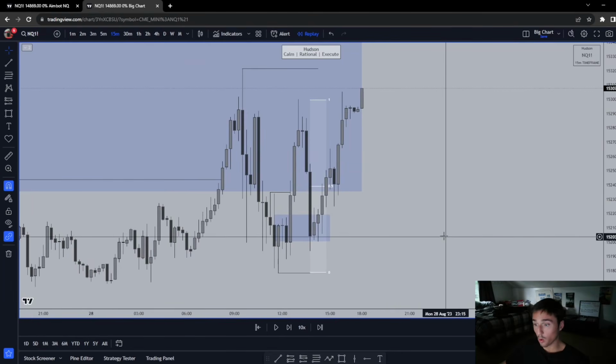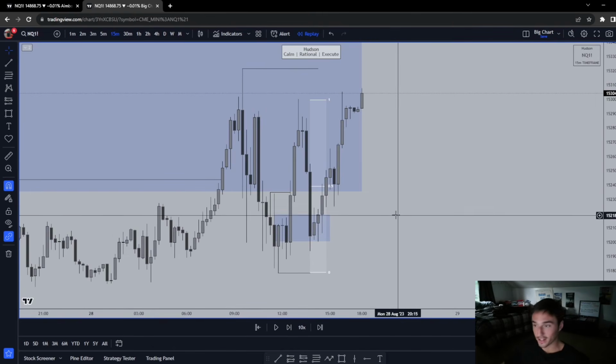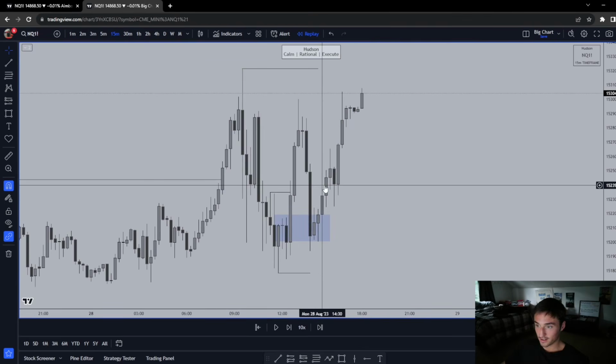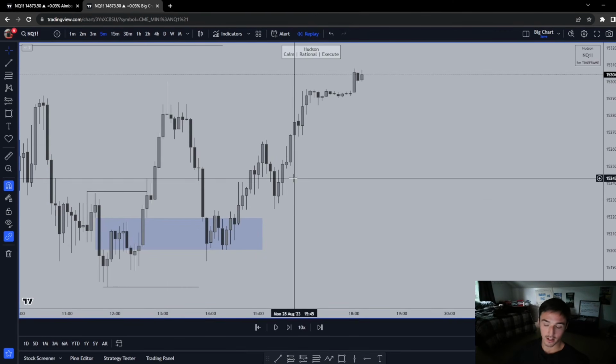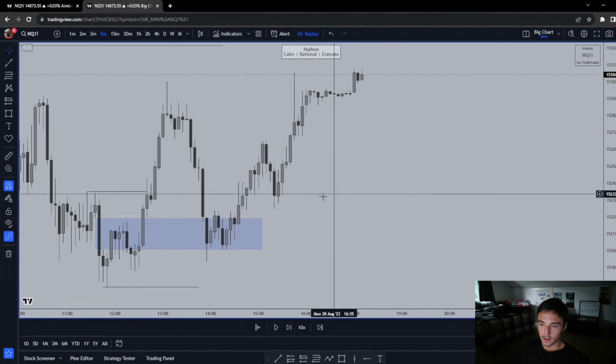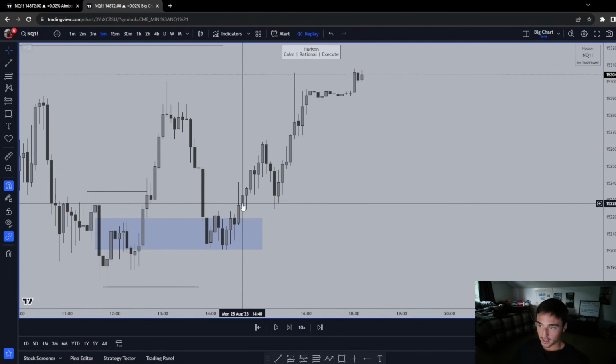Ooh, didn't work out. Take your loss and move on. There you go. It didn't work out this time. But what did we hold? 5-minute fair value gap, but wouldn't really be interested in it anyways.